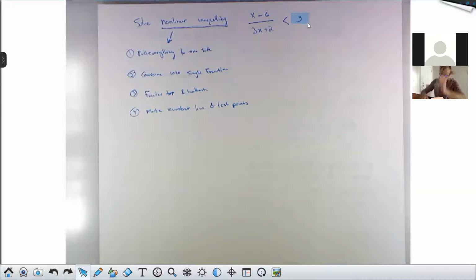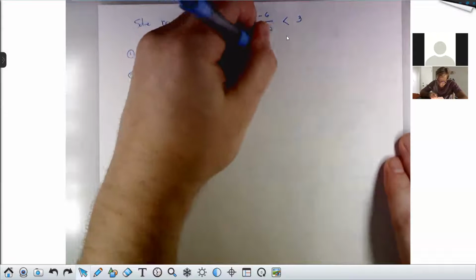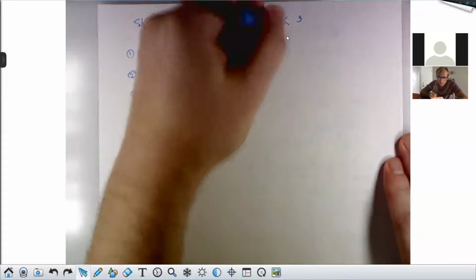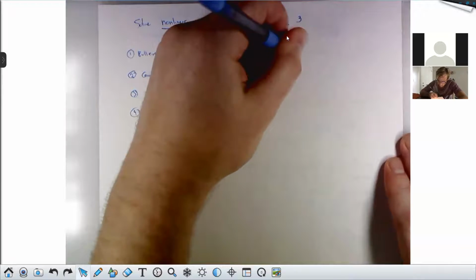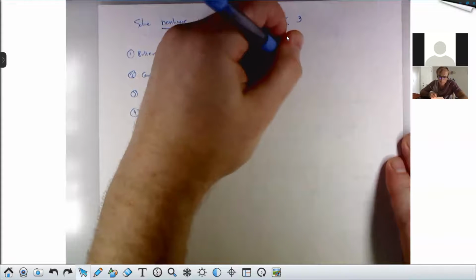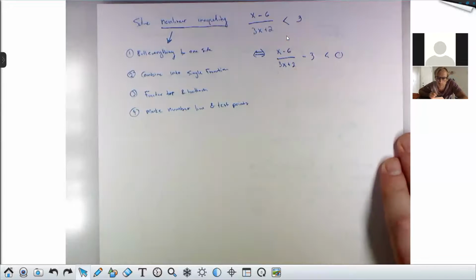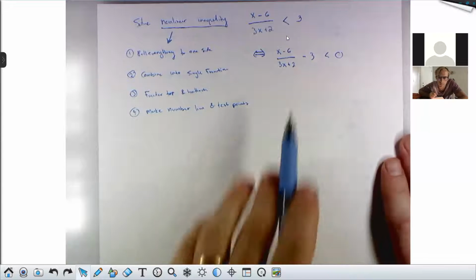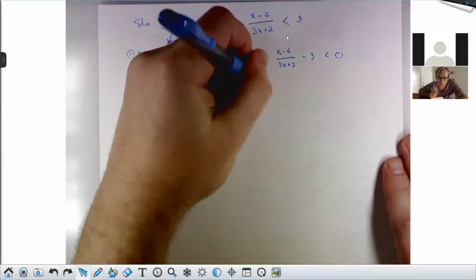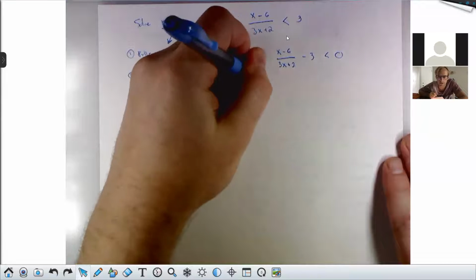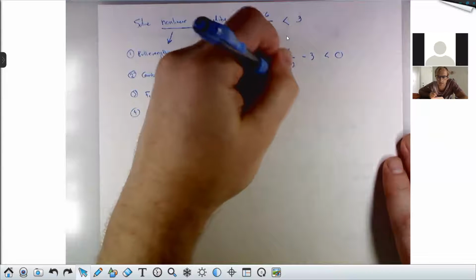Since we have a 3 over here, my first step is to pull everything to one side. I'm going to subtract the 3 over. So in my case here, I'd have (x minus 6) over (3x plus 2) minus 3 is now less than 0. And then in order to put these together, I need a common denominator. So 3x plus 2 in this case.